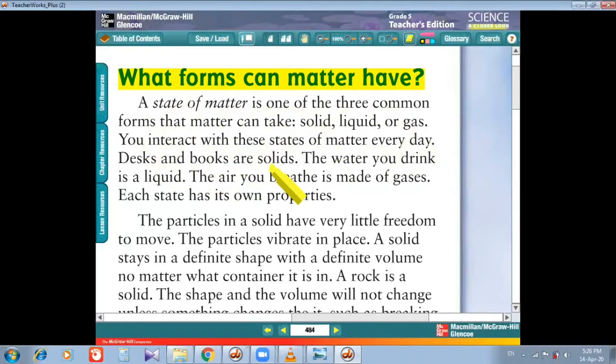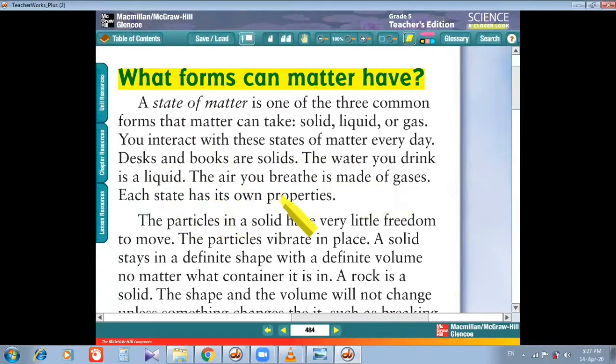There are numerous examples of matter in the form of solids, liquids, and gases. The books and desks, the bags, the pencils, your clothes, your glasses, everything, they are all solids. The water you drink is a liquid. The water, juices, drinks, milk, oil, all these are examples of liquids. The air you breathe is made of gases. The air we are breathing, the air which we are using in balloons, the air which is in the atmosphere, all these are gases.